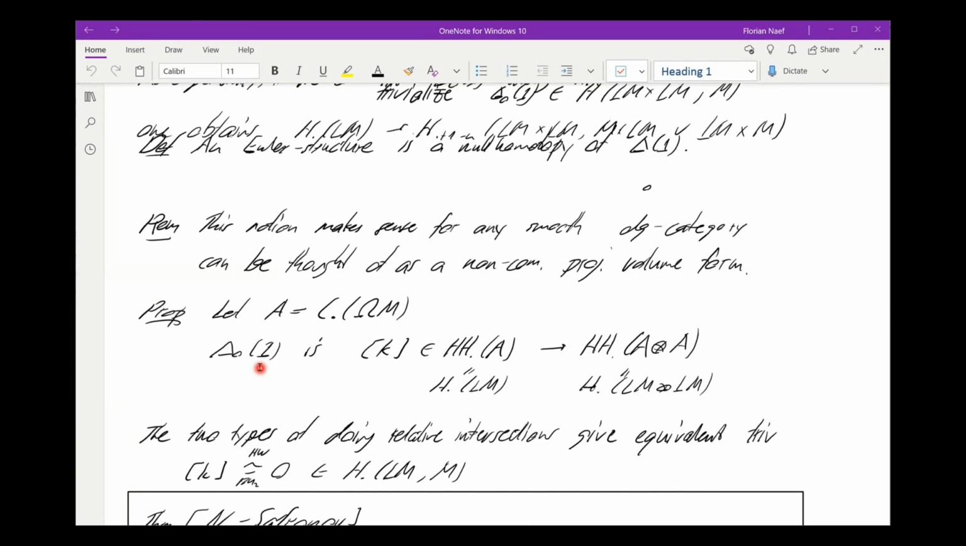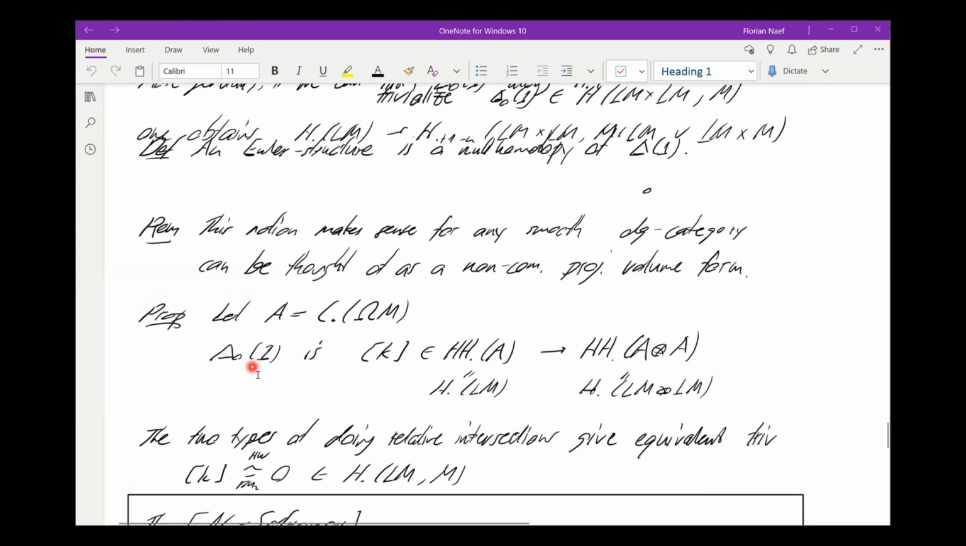So there's a question. Why is this structure called that? Let me, I guess I can ask the question myself. Yeah. This null homotopy of delta 1 is called an Euler structure. I was just wondering why the name Euler structure.